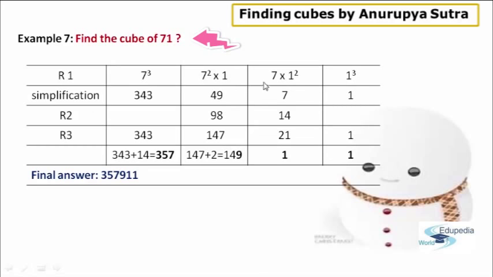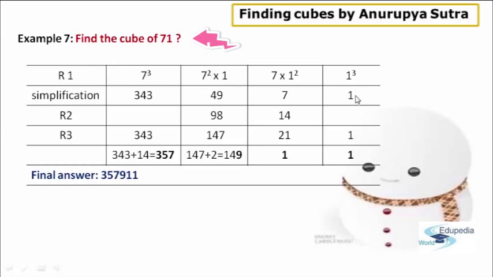Now moving to the third part, we have to multiply the digit in tens place with the square of the digit in ones place. Again in our example 71 we have 7 in tens place and 1 in ones place. Therefore 7 into 1 square is equal to 7 into 1, which is 7, and I have written the answer in the next row called simplification. Finally, moving to the fourth part, we have to cube the digit in ones place of the given number. Here in our example 71 we have 1 in ones place, so by cubing the number 1 we get 1 as the answer, and I have written that in the next row called simplification.